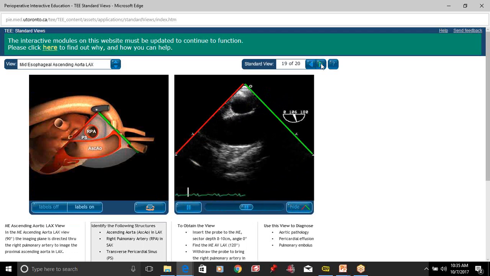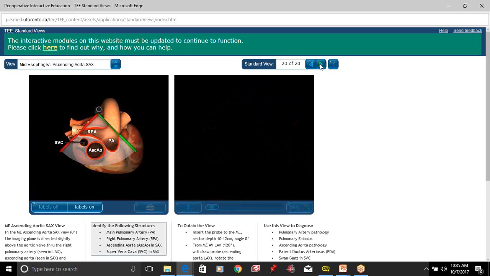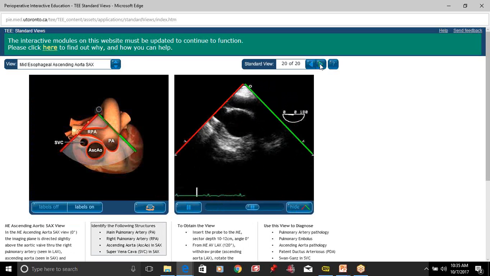Then your ascending aortic long axis view, where this is your ascending aorta, your right pulmonary artery. And then this is your ascending aorta short axis. So your ascending aorta is right there.